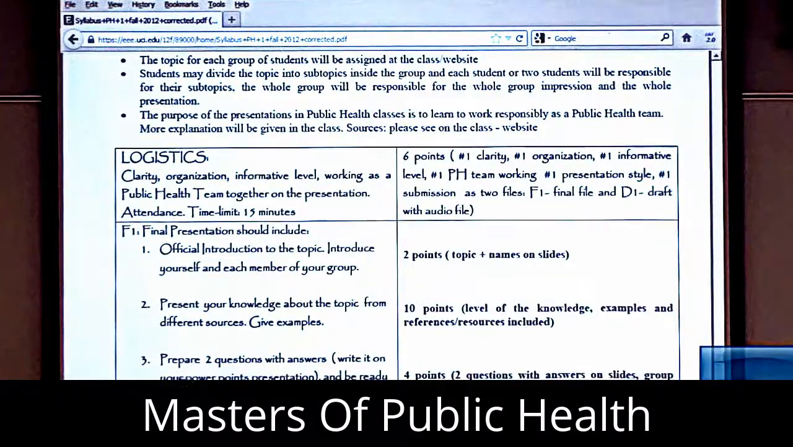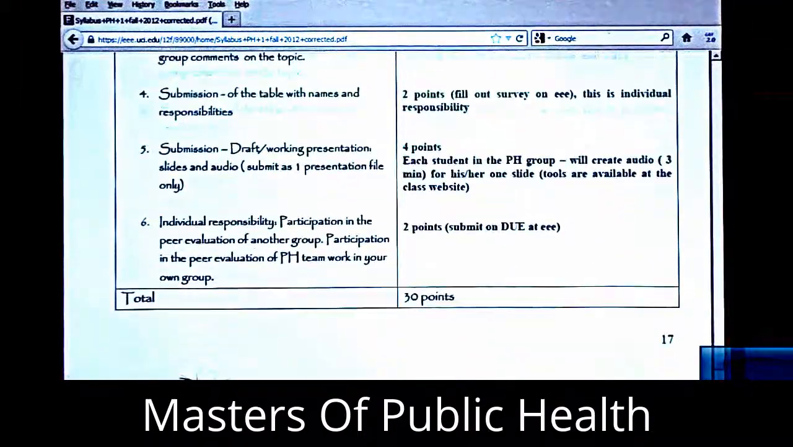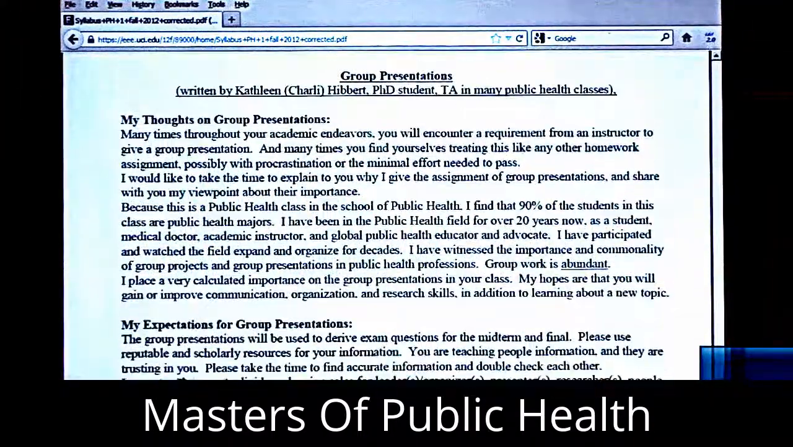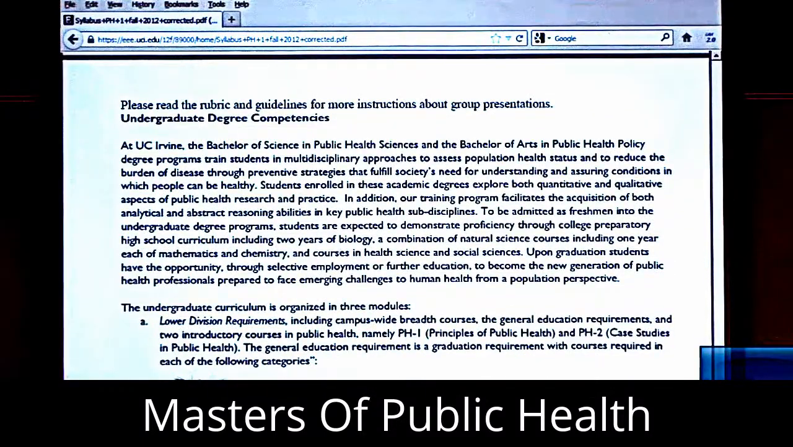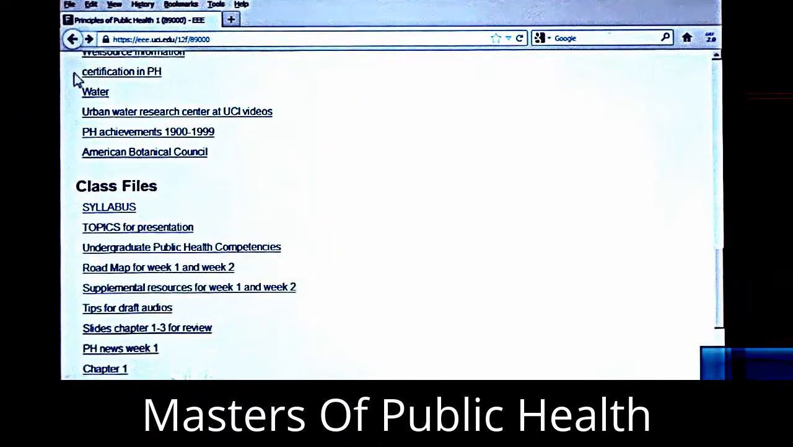So this is the rubric for the presentation. Okay, so that's the group presentation. Here I also added information about your degree, because I know that some of you are just starting. It's the first year for you as a public health major in public health policy or public health science. So here is additional information. Of course, we have it on our public health website, but it's also connected with your syllabus. So this was the syllabus.